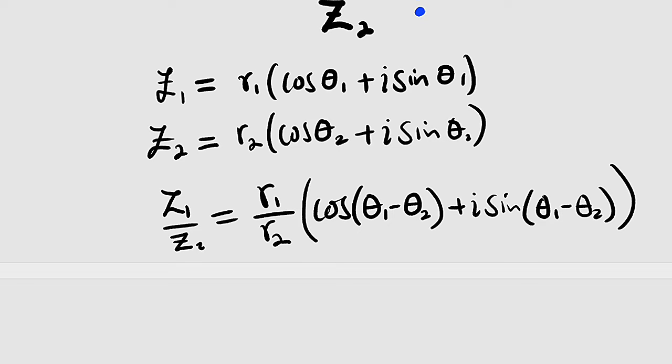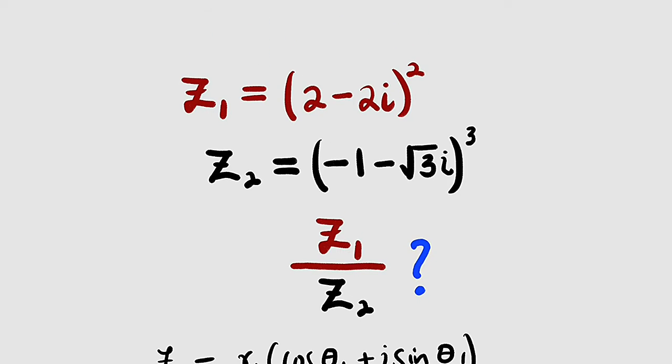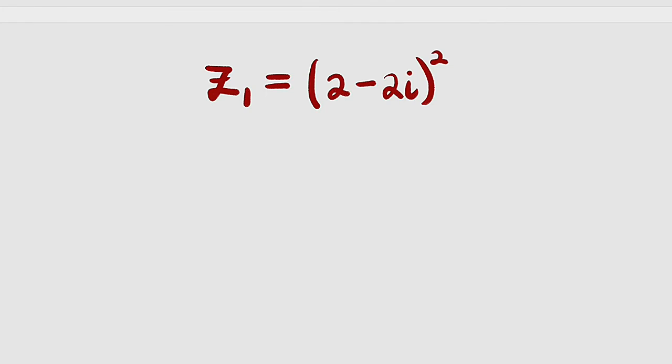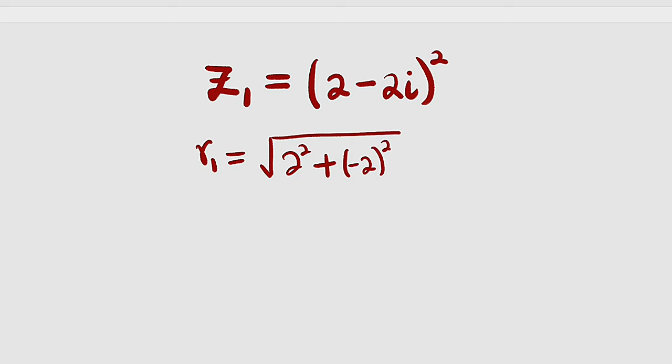So first of all, let us transform each one of them into its polar form. We have the first one here, z1 equal to (2 - 2i)^2. What is r1? That is the modulus. It is going to be the square root of the real part, which is 2 squared, plus also the imaginary part squared, (-2) all squared. This is 4, this is 4. 4 plus 4 is equal to 8. Square root of 8 is 2 root 2, right? So therefore r1 is equal to 2 root 2.